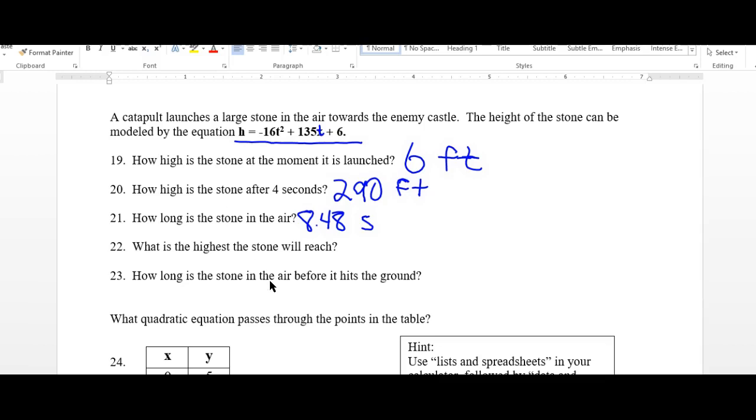What is the highest the stone will reach? Oh, wait, no. What am I reading? How long is the stone in the air? I wrote the same question twice.